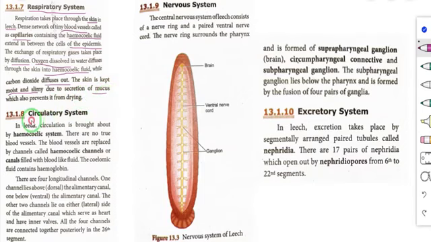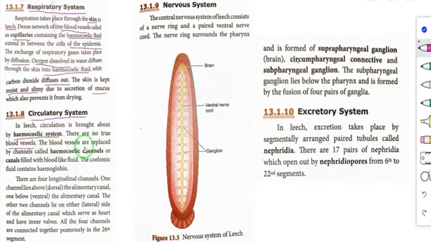The next one, circulatory system. In leech, circulation is brought about by the hemocoelic system. There are no true blood vessels. In our body, we have a lot of blood vessels: arteries, veins, capillaries, like that. But in leech, there are no true blood vessels. So what is it known as?